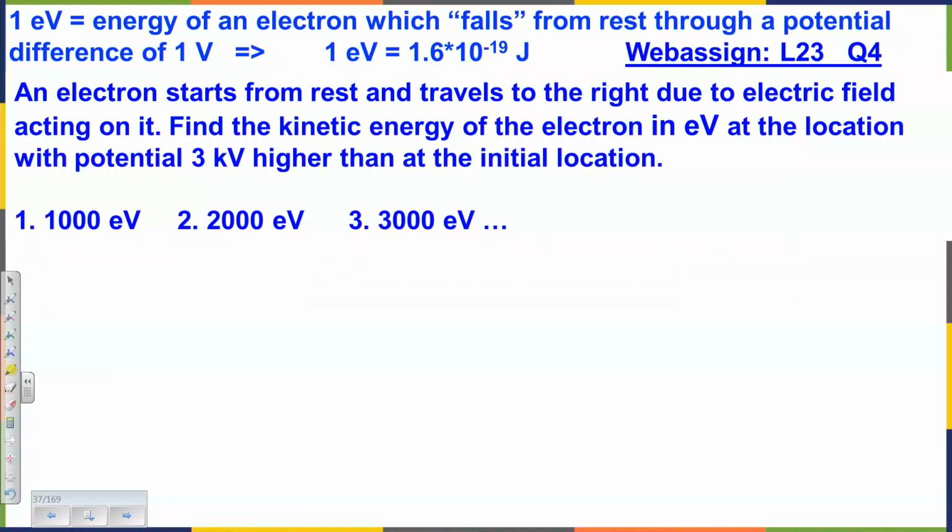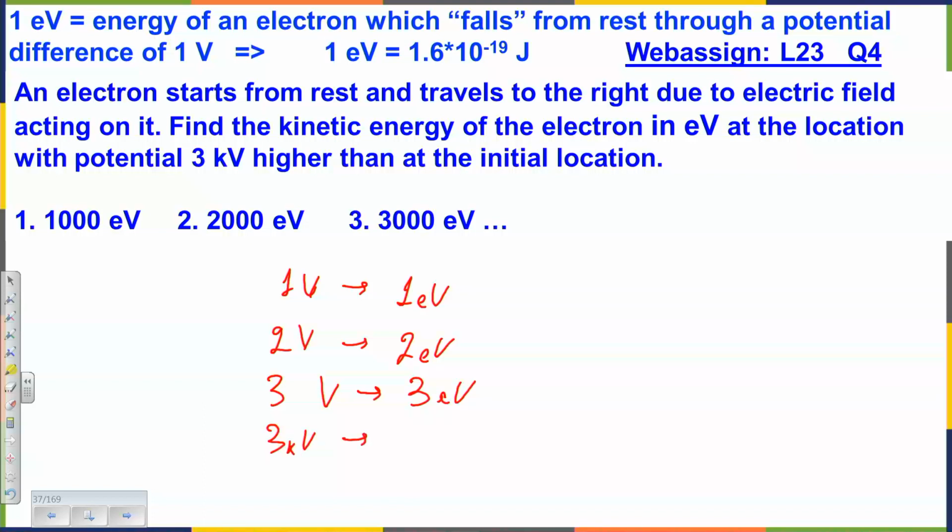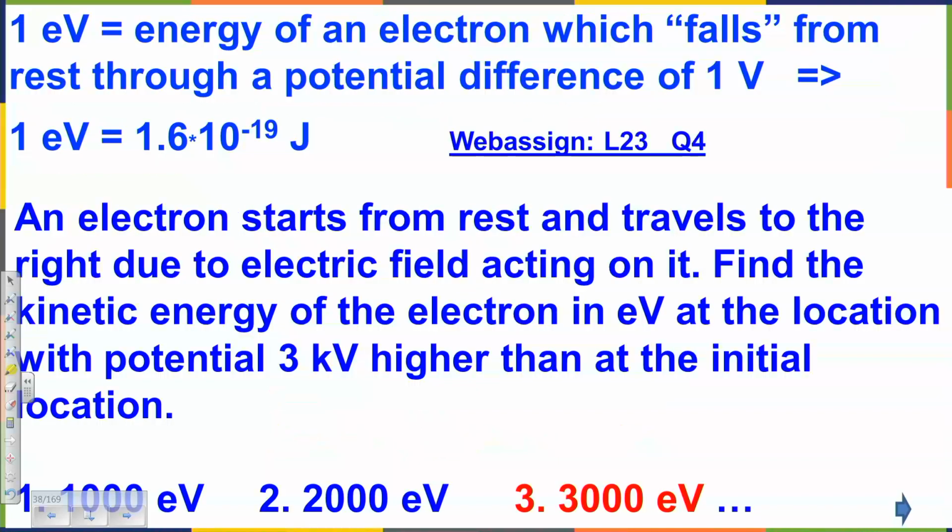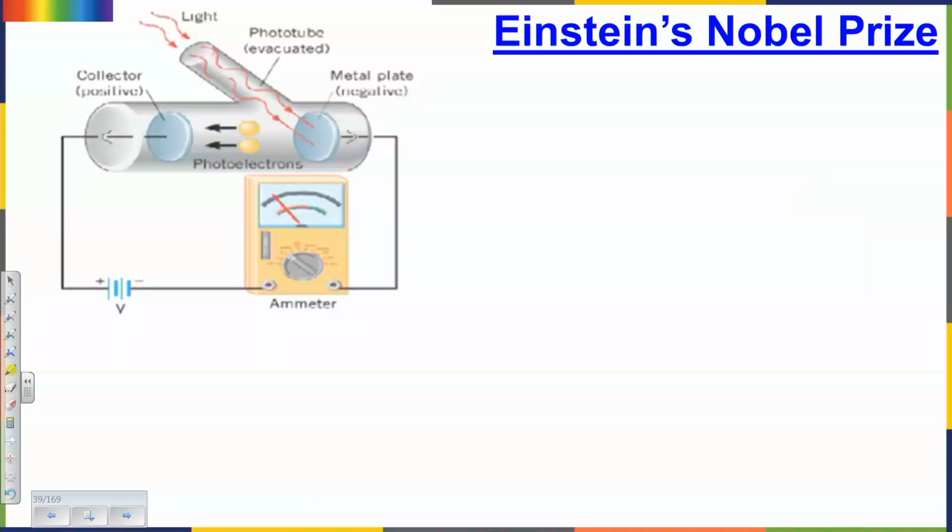Well, this is not a mathematical question. This is an arithmetical question. 1 volt gives the gain of 1 electron volt. 2 volts give the gain of 2 electron volts. 3 volts gives the gain of 3 electron volts. 3 kilovolts gives the gain of energy 3 kilo electron volts. That's why we use them. Kilo means 1000 volts. Of course, we could do some math and calculate it. But why would we?